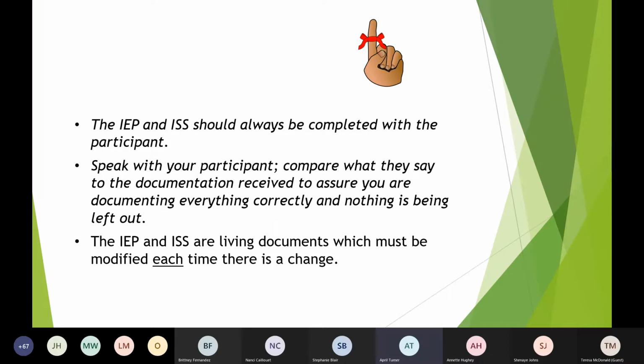And once again, these are living documents. They are changing all the time. So just remember that it is not do it in the beginning and turn it in when they're exited. It needs to be modified and updated the whole time, because you're modifying and updating your participant the whole time they're in it. So let's make sure that we make it as living as they are. Okay, Annette, go to the next one.